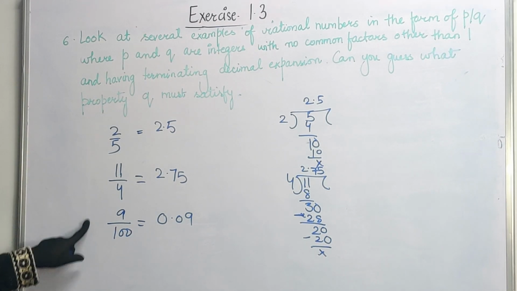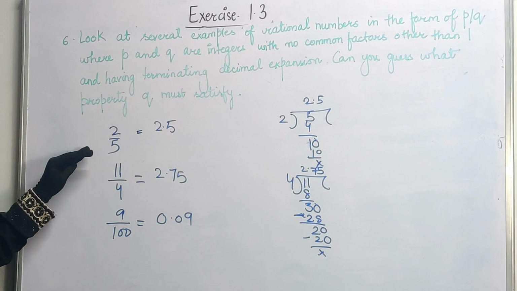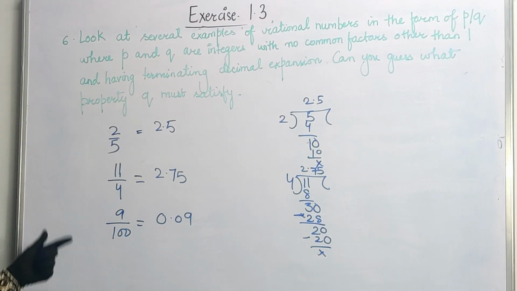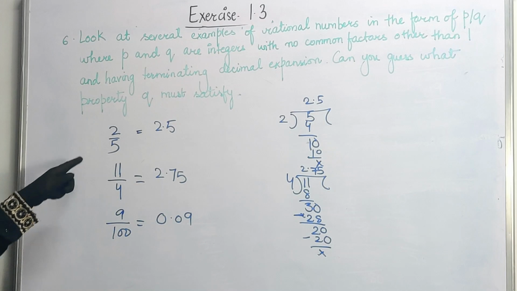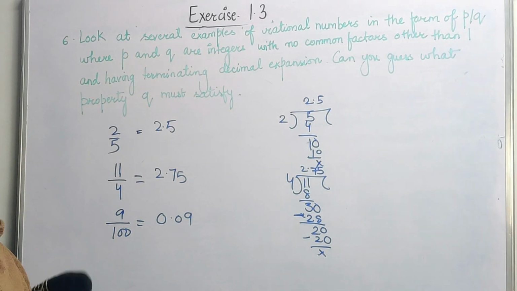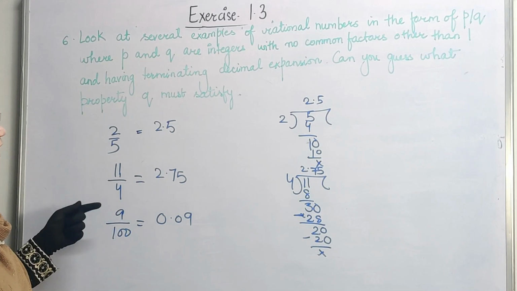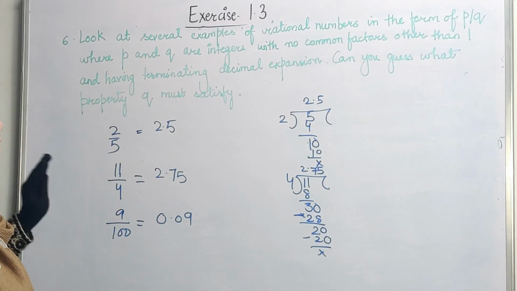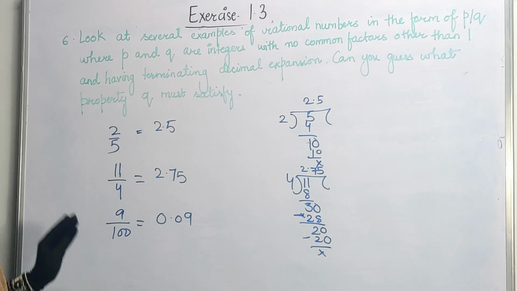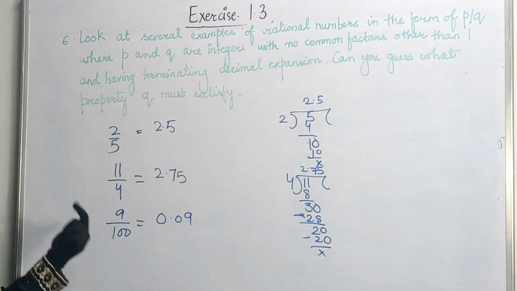Can you find any property where the denominator must satisfy? Yes, you get it right. Denominator should be in the form of 2 and 5. It is in the form of multiple of 2 and 5. When it is in the multiple of 2 and 5, it will be easy for us to determine whether the number is terminating or not.